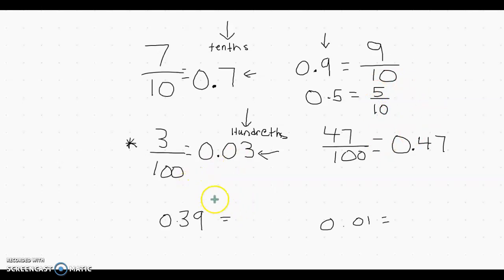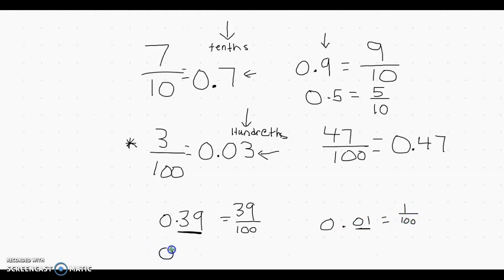Okay, and then lastly, they want you to convert decimals back into fractions. So remember, if there's 2 numbers after the decimal, that is going to be called hundredths, which means we put 100 underneath on the denominator spot, and then we're going to take 39 and put it here. Okay, this one is 1/100th because there are 2 digits again, so I would put 1/100.